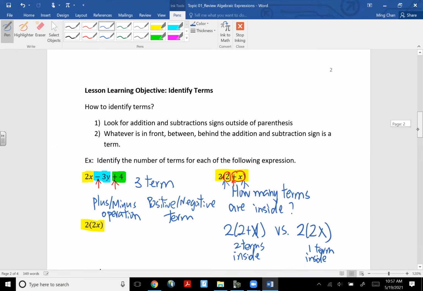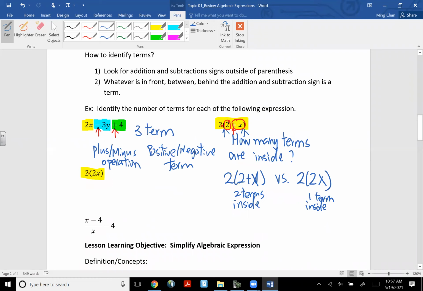So what's the big deal? Well, the big deal here is the number of terms dictates how we go about doing the problem. The way you do the problem on the left is going to be different from the problem on the right. So the way we do algebra is always dictated by the terms.